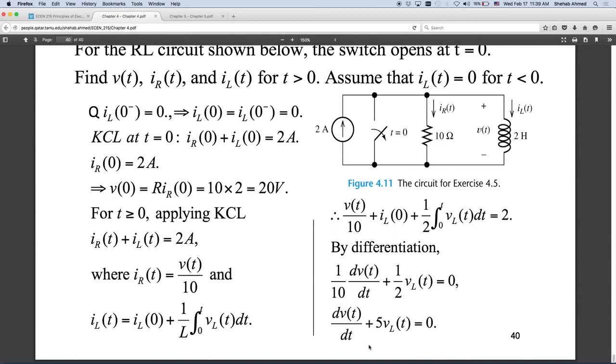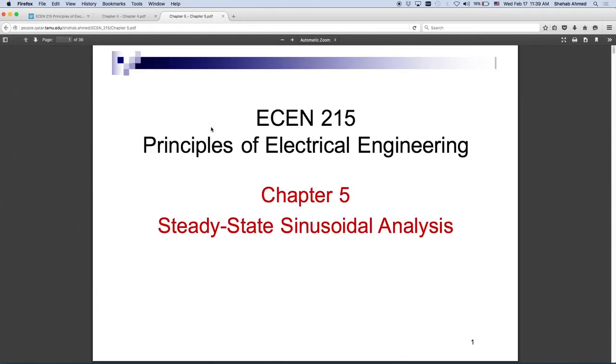So I'm not gonna start something new. The next chapter is sinusoidal analysis. We've been talking about DC sources before. What we will do is go through very similar things, but with an AC source. We'll leave that till next class.